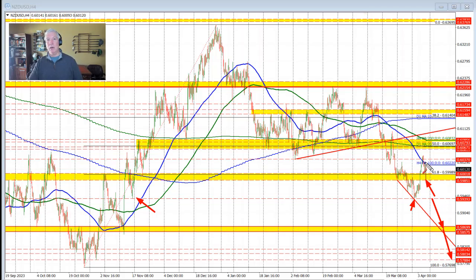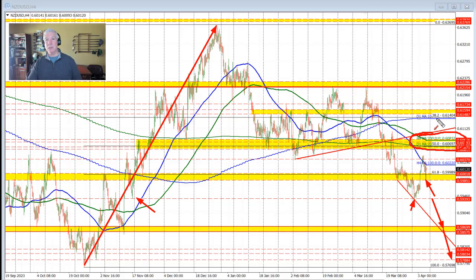Conversely, if we are able to get back above the 100-bar moving average, then, like so many currency pairs in this up and down trading environment that we've been in, we have a lot of different moving averages up here, including the 200-bar moving average on the 4-hour chart, the 200-day moving average, and also the 50% retracement of this move to the upside from the October low to the high price that we saw in December. All those levels come between around 0.6069 to 0.6083.